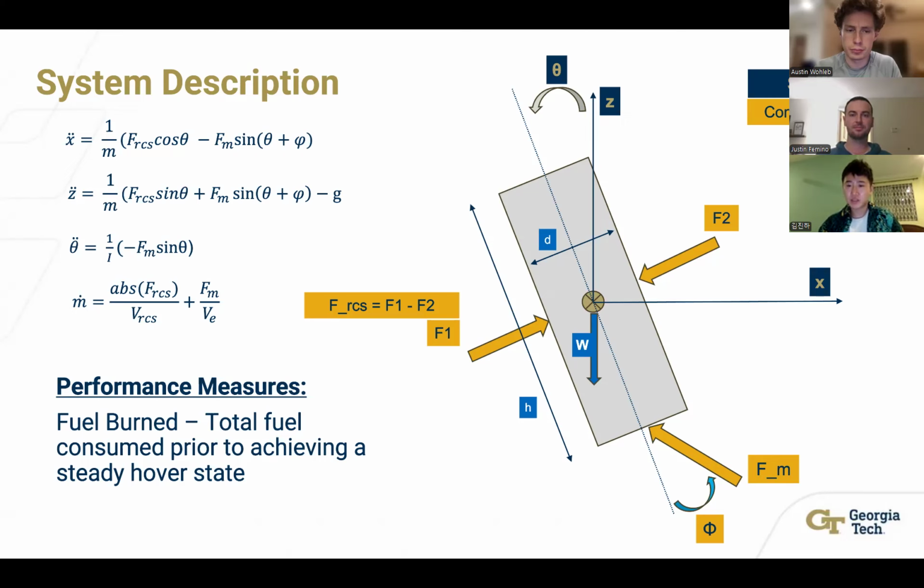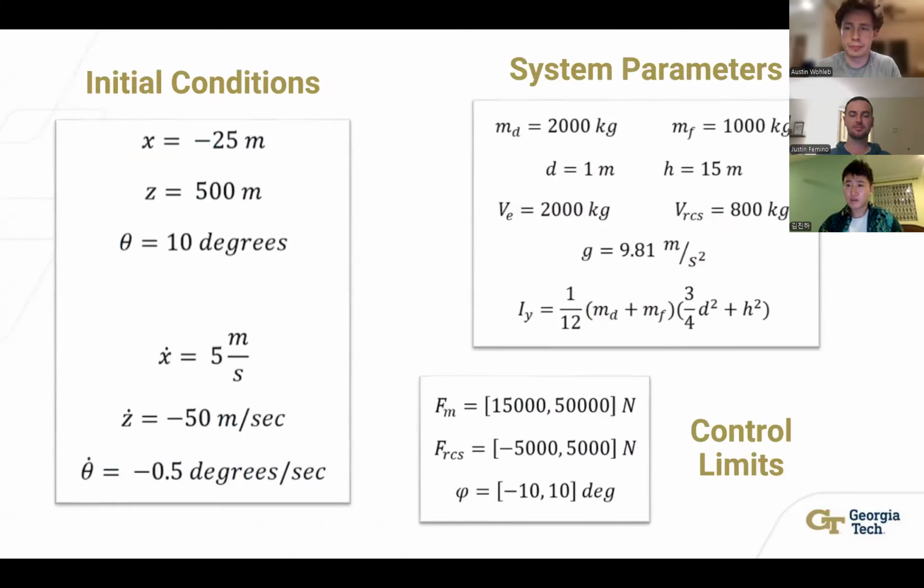Next, this is our six-state model. We have the horizontal position and velocity x and x dot, vertical position z and z dot, and orientation theta with theta dot. These are our six states, and we also assume a symmetric mass distribution initially and update the moment of inertia over time as fuel mass is consumed. So this is our setup.